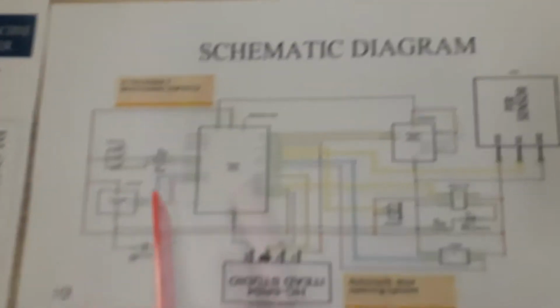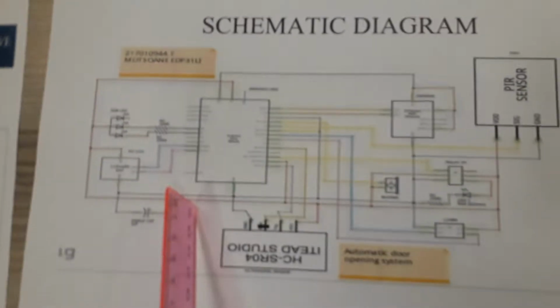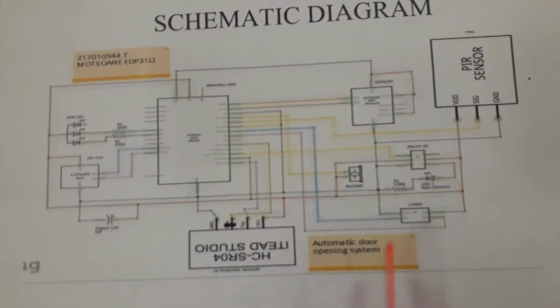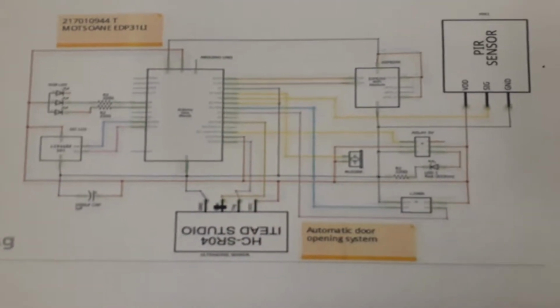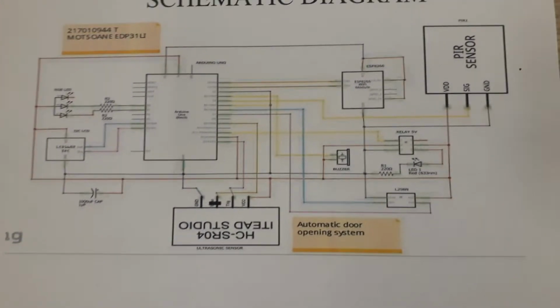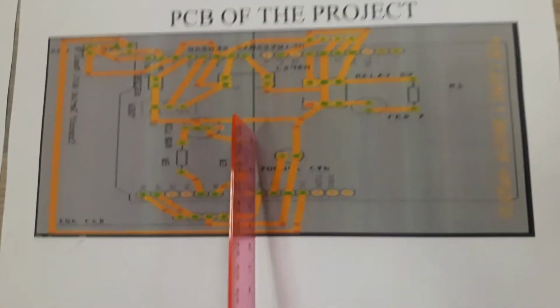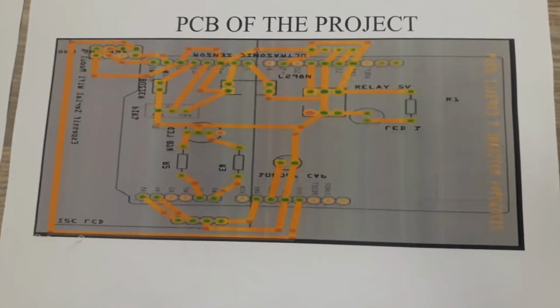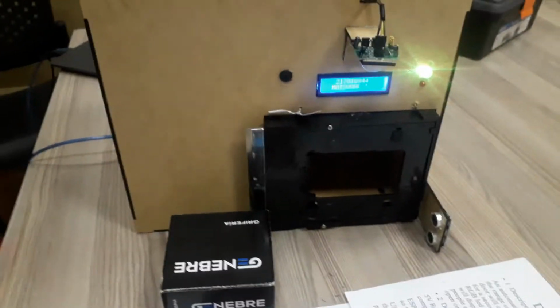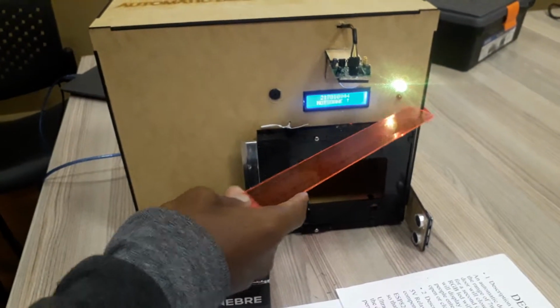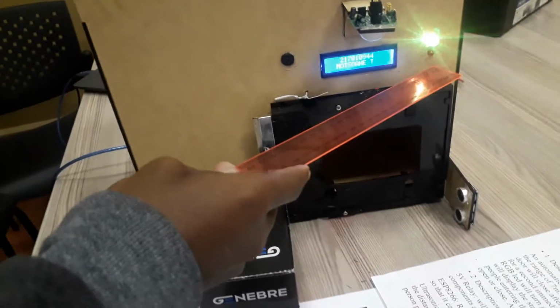And then on the next slide, I have a schematic diagram. If you are interested in designing the same project, this is the schematic diagram. The pin configuration I will provide in the YouTube link below. And then I have a PCB of my project, and now I'm going to power on my project. The red LED will turn on for 5 seconds.